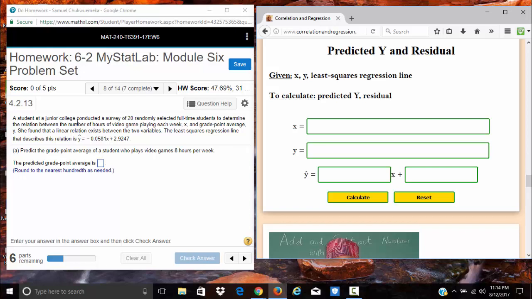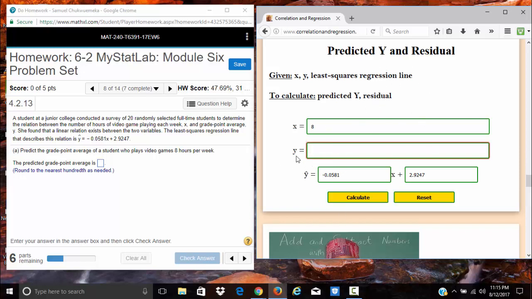Okay, so I'm gonna put in this here, negative 0.0581 x plus 2.9247. And they want us to predict for 8 hours. Predict your y for when x is 8. Predict the y. Okay. And of course, when you click calculate, it says please fill out this field. Because I initially did this for residual.